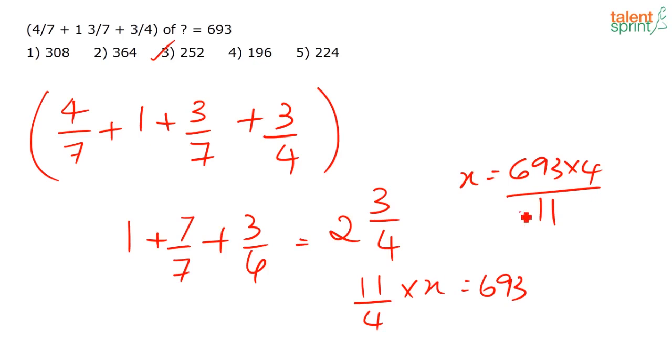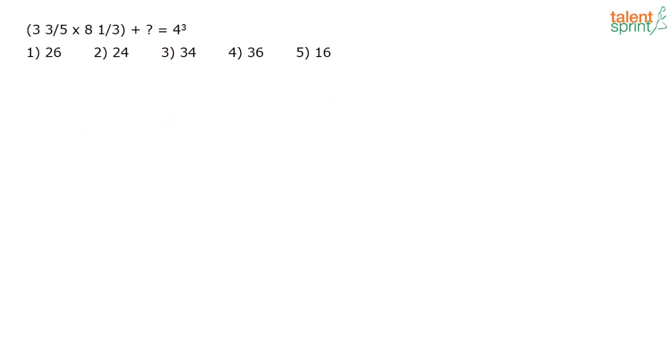Now 693 will go in correctly in 11. How? 6 11s are 66. Again you have 3 balance, so 33, 63. So 63 into 4 is 252. Let's move to the next question.